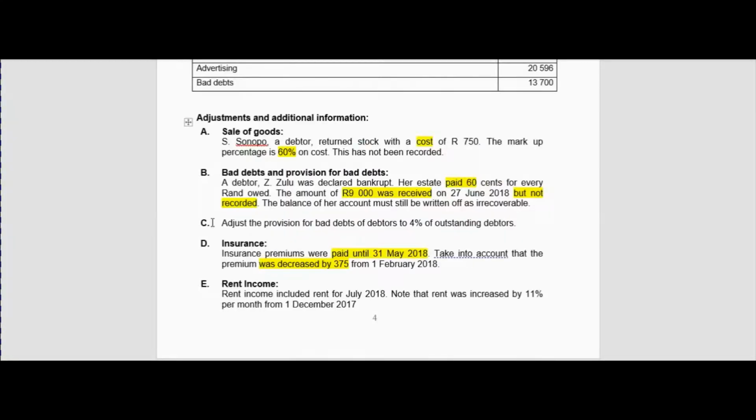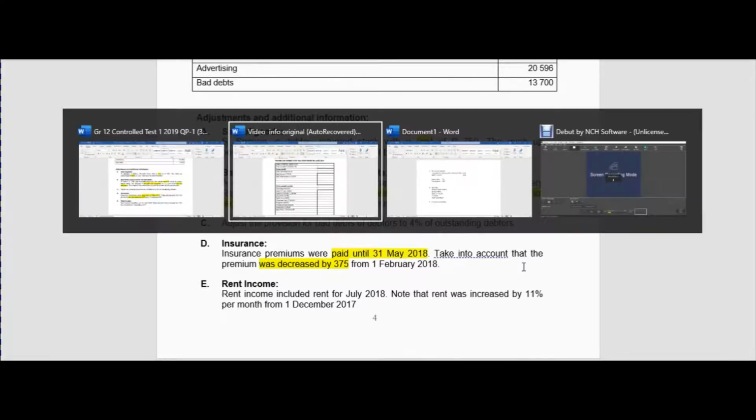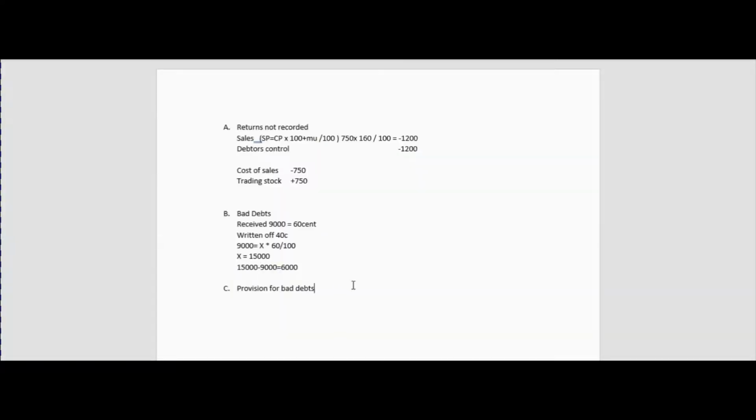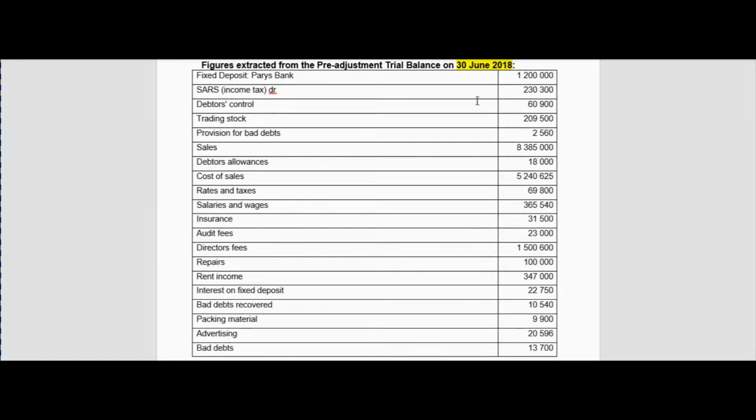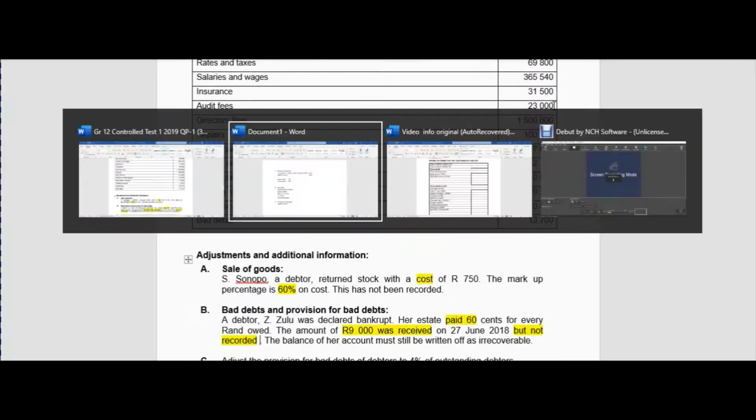Right, let's look at the next adjustment that we need to do. That is C. We've got to adjust the provision for bad debts with 4% of outstanding debtors. Now that is easy enough. It is simply taking whatever the debtors control figure is, and that I will find on my trial balance. So the debtors control, go back up, there it is, debtors control 60,900. So my debtors control is 60,900. But now I've got to be careful.